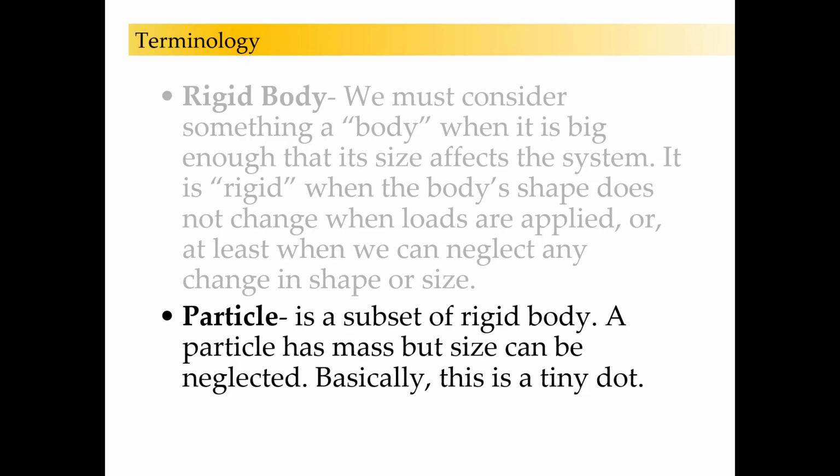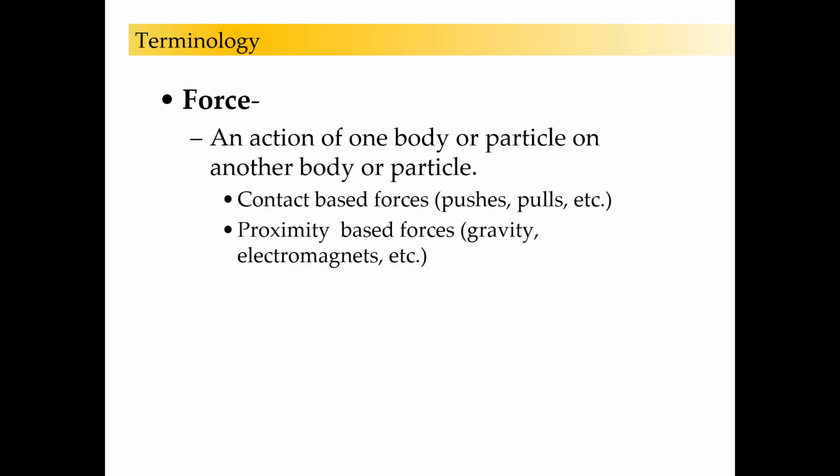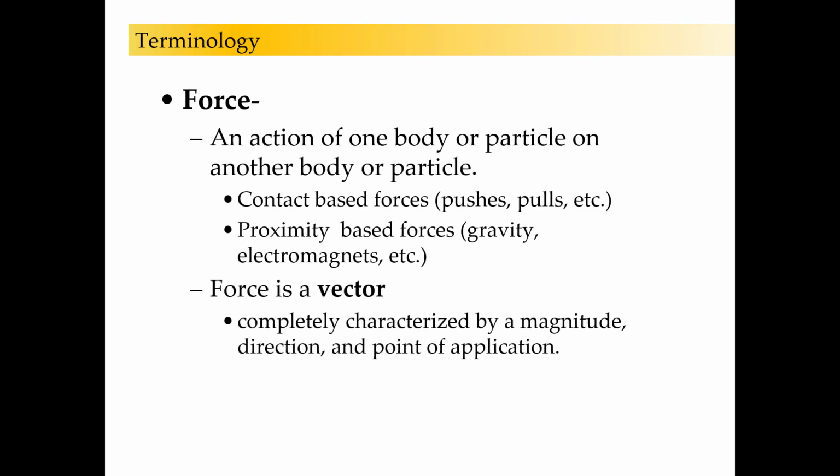A particle is a rigid body. It has mass, perhaps, but the size can be neglected. It's a tiny little dot. Okay? All of our forces in these particle problems are going to be concurrent. They're all going to pass through the dot. That's going to be important. A force is an action of one body or particle on another body or particle. Force is a vector.